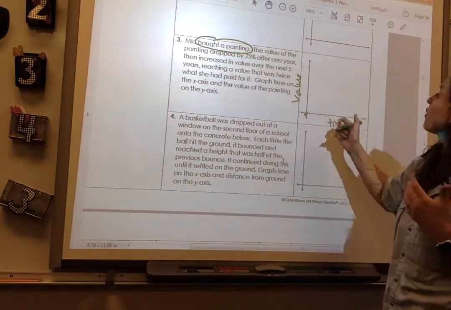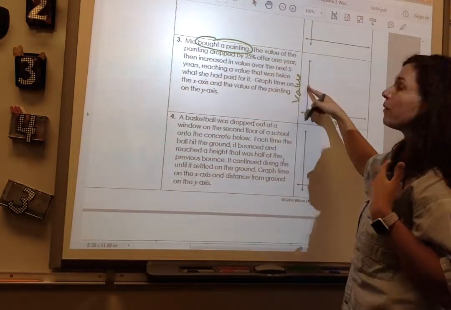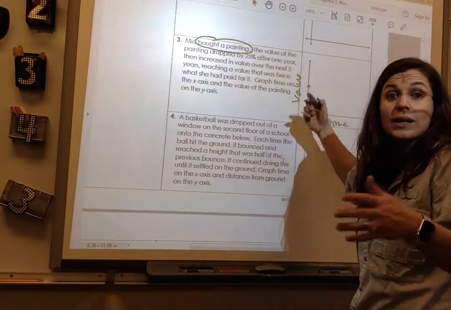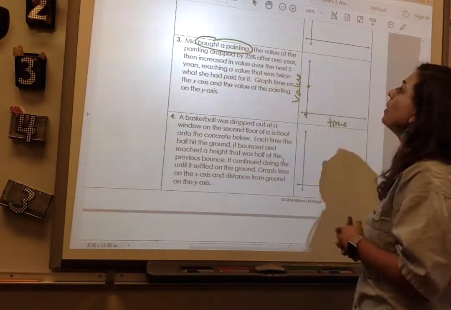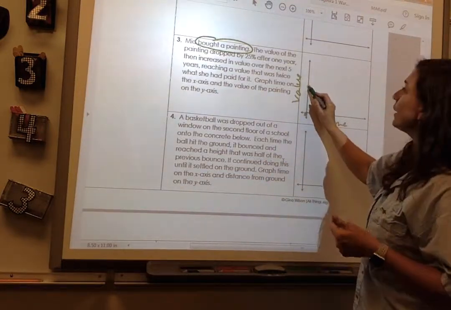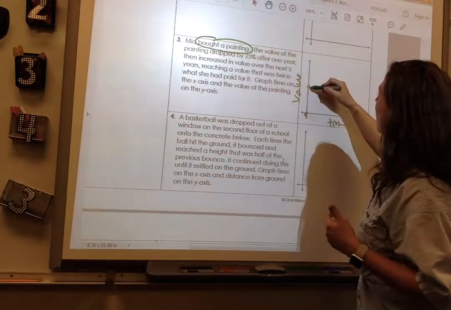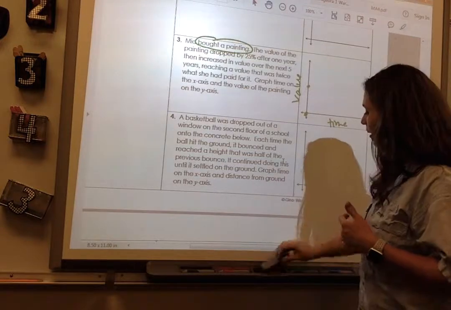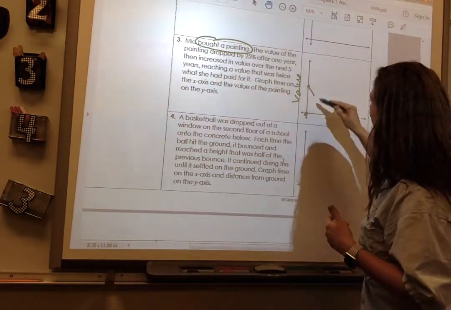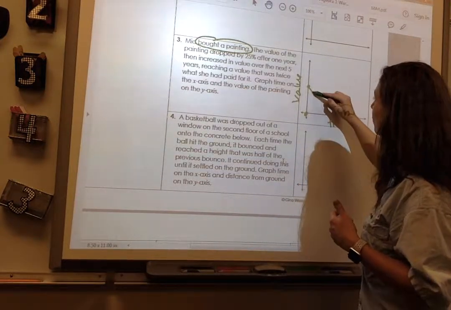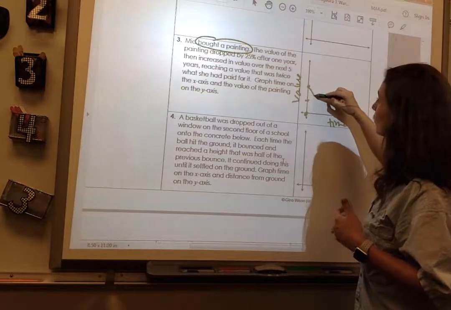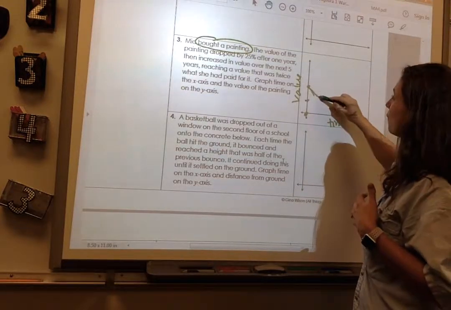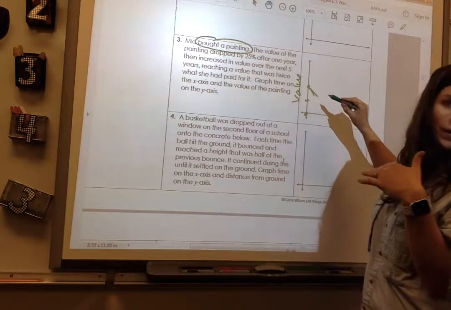So my graph, the values, I'm going to put somewhere here in the middle. That could be my value. I don't know what it is. This is just a rough sketch. So after 1 year, the painting dropped by 25%. That's half. I don't want to do half. So I'm just going to kind of estimate a drop. If this were a halfway mark, 25% would be between here. So it dropped in the first year, roughly 25%.